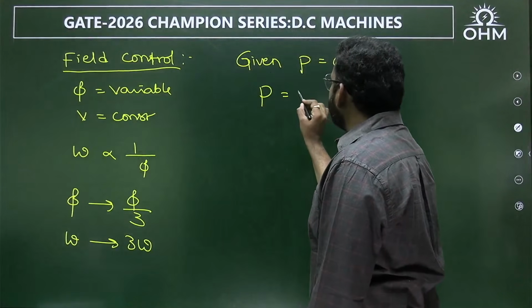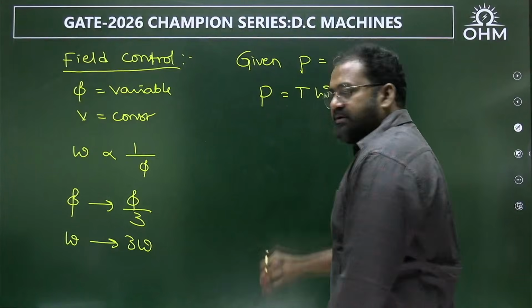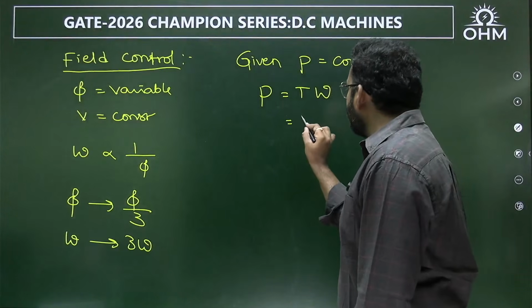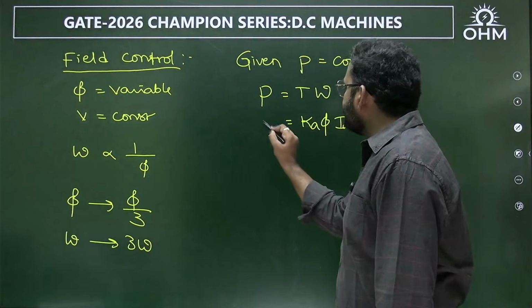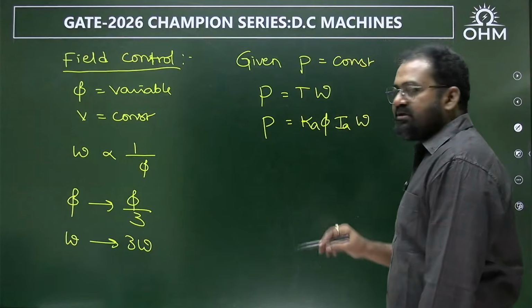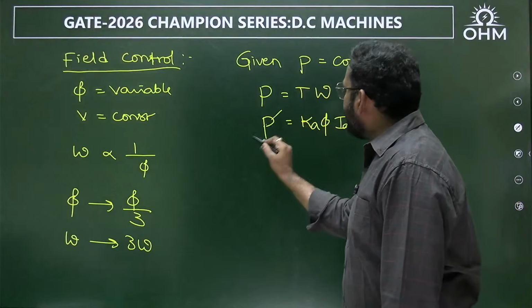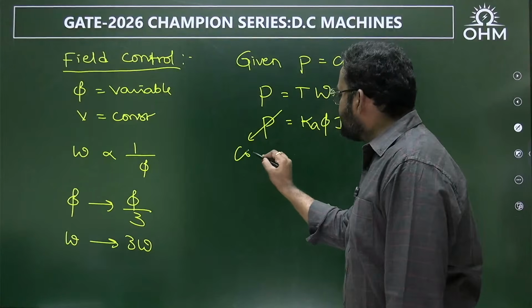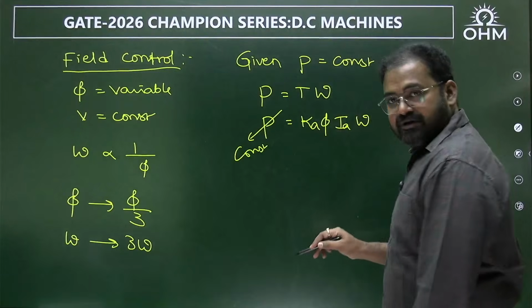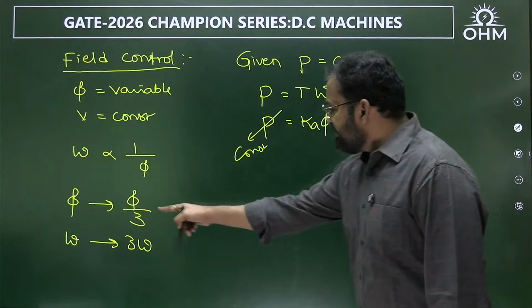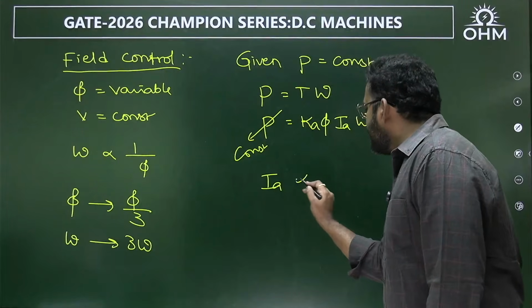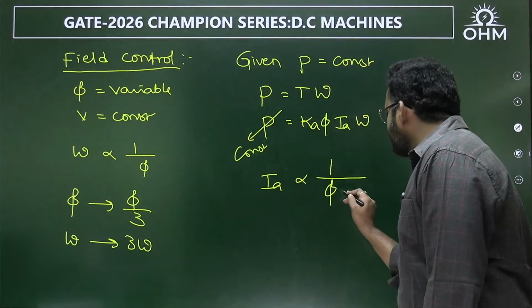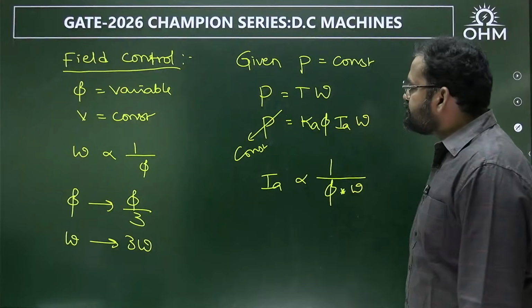Power is equal to torque into speed. Correct? What is the torque formula? Ka phi Ia into speed. Correct or not? Torque is equal to Ka phi Ia. Therefore, it is given power is constant. Okay. Flux becomes divided by 3. Phi becomes phi by 3. So what is the current? So according to this, current is inversely proportional to phi into omega.